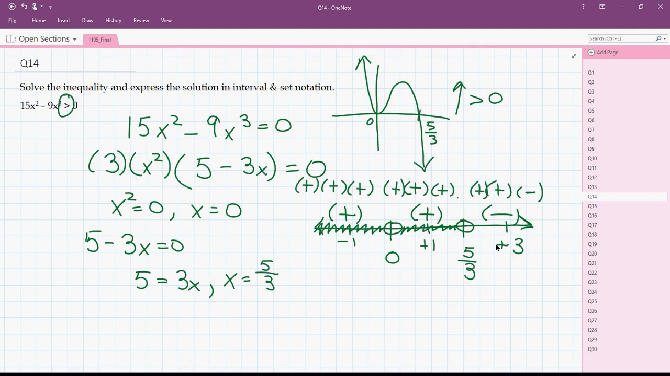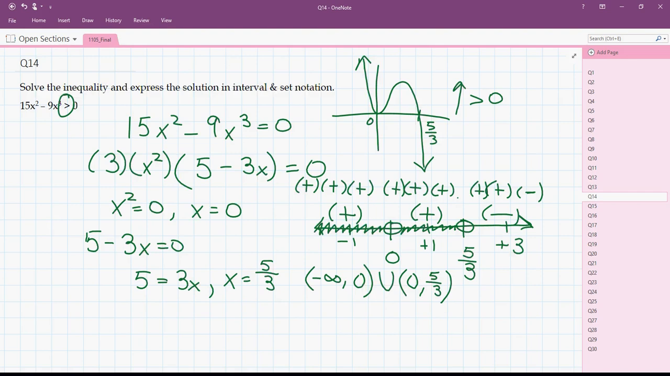But now if you wanted to express your solution in interval notation, we would start just reading the graph left to right. We would start at negative infinity, go up to 0, but rounded brace because we're not including 0, it's an open circle, and then unioned from 0 to 5 over 3, and again, rounded brace. They're all rounded because they're open because we're strictly looking for greater than.